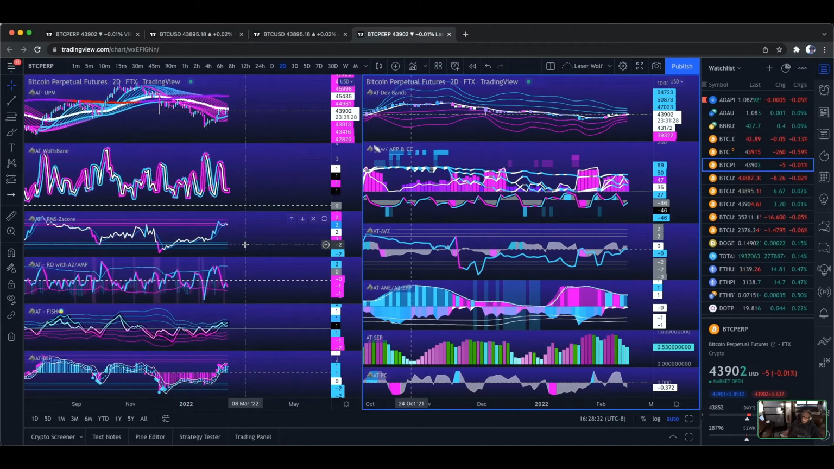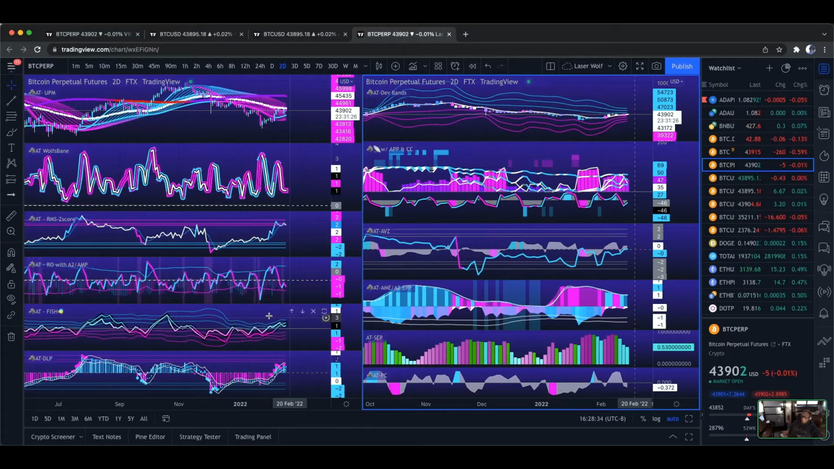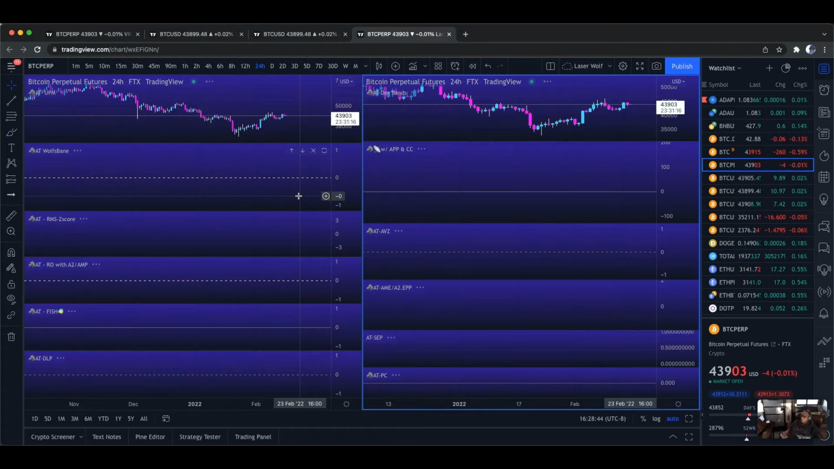Let's see. And the DLP on the two-day, obviously. Been building these candles at the top side. Always like seeing that. God bless you, big wolf. Let's see here. The daily.